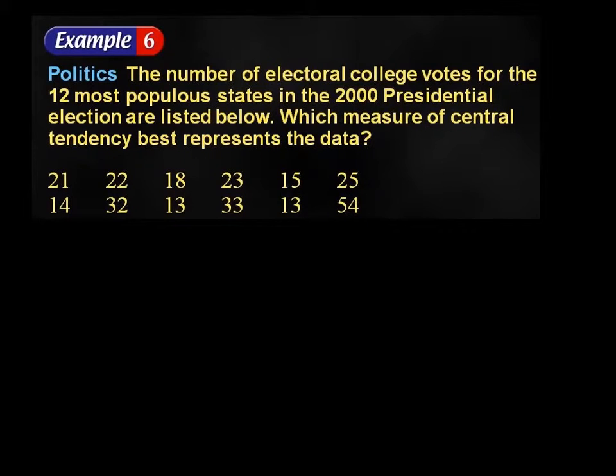The number of electoral college votes for the 12 most populous states in the 2000 presidential election are listed below. Which measure of central tendency best represents the data? Okay, it didn't say to make a stem and leaf plot, but it's a really nice way to help organize our data. So my stems are going to be 1, 2, 3, 4, 5.